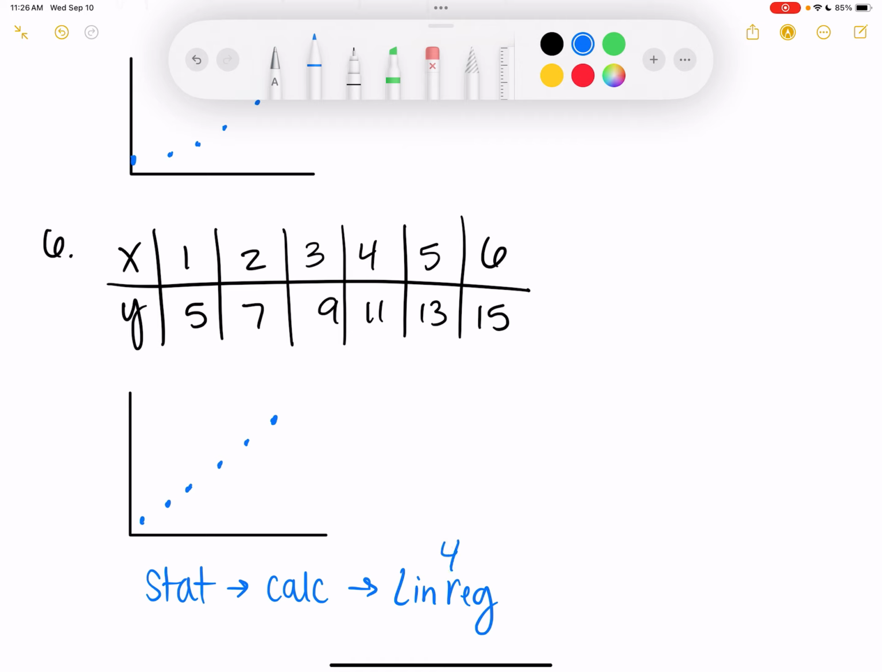X list is L1, Y list is L2, frequency list gets left blank. Now down here, store reg EQ, that means store the regression equation. We're gonna hit alpha trace, and that brings up all of my different Y values, or my Y equals things that I can put this equation into. So I'm gonna put it in Y1, and then I'm gonna hit calculate.